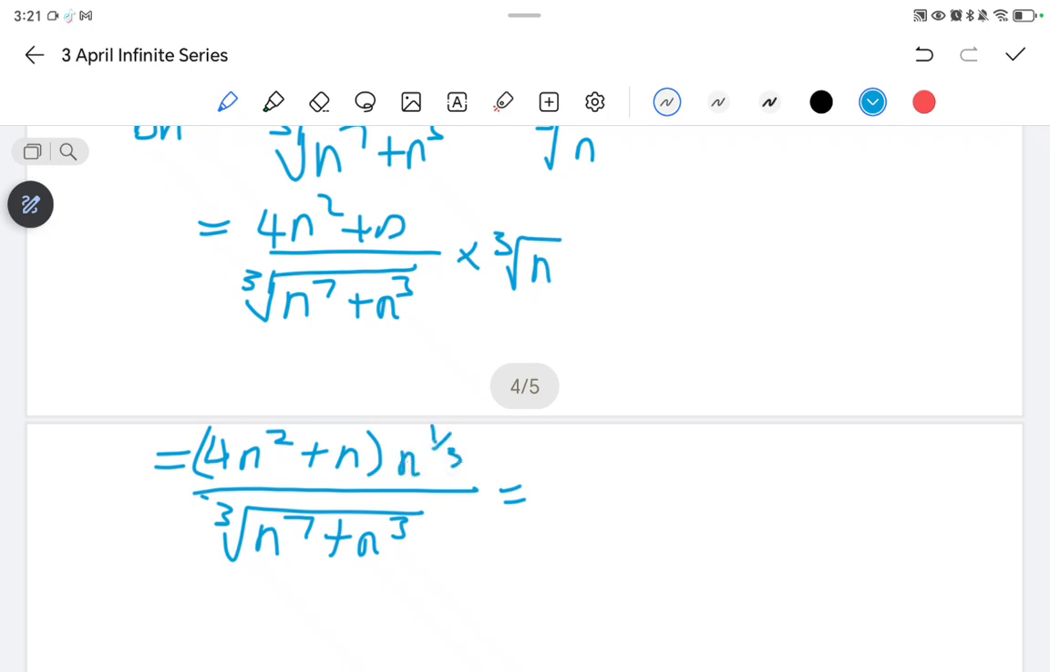So if I take this, 3 plus 2 gives us what? 7 over, so this will be 4, n to the 7 over 3. Plus, then 1 plus 3 will give us 4 over 3. So it's like we keep the base and add the exponents. Right, I'm sure we know the rules.